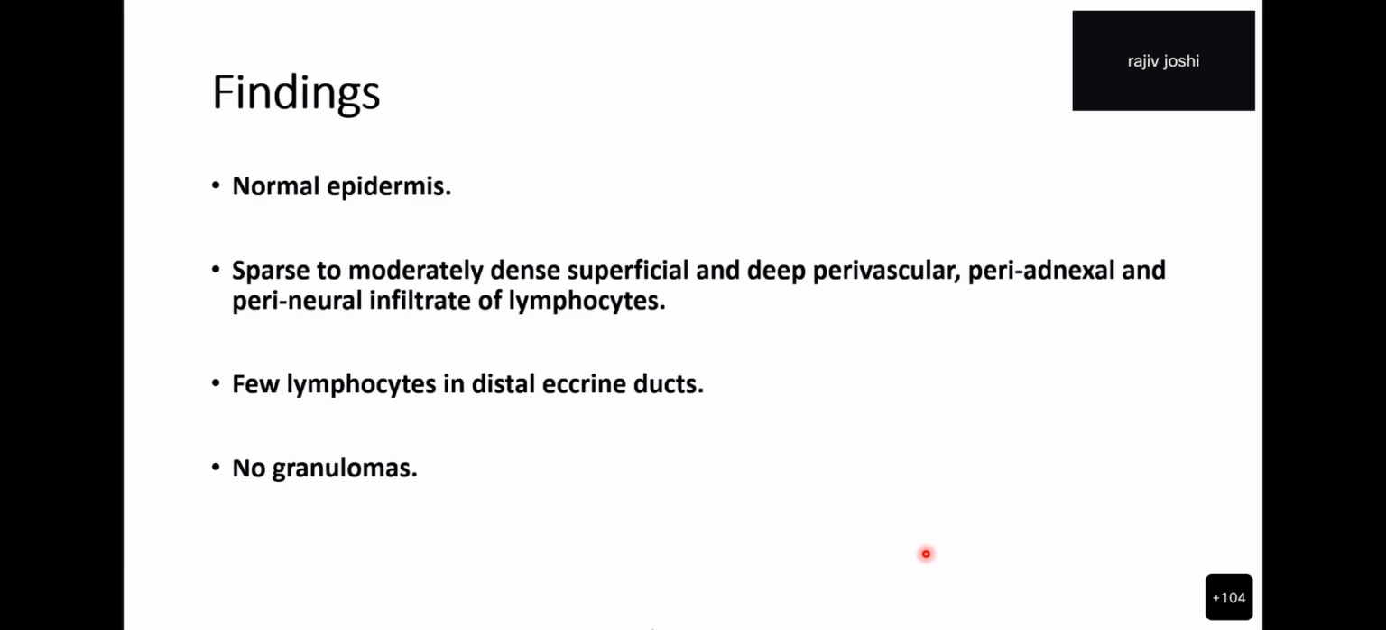Now, what are the findings? Normal epidermis, sparse to moderately dense superficial and deep perivascular, periadnexal, and perineural infiltrates. In this case, of course, we could not see the nerve. Few lymphocytes in distal eccrine ducts, and no granuloma. So without a granuloma, it's difficult to make a definitive diagnosis of leprosy. There are, of course, no foamy histiocytes here to think of lepromatous leprosy.